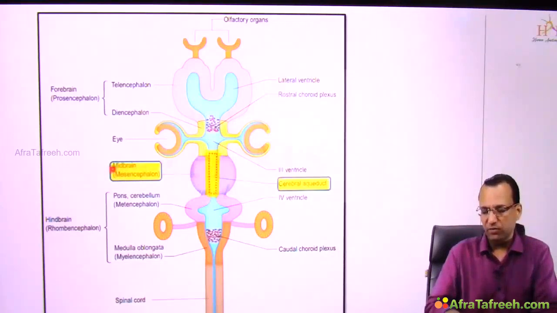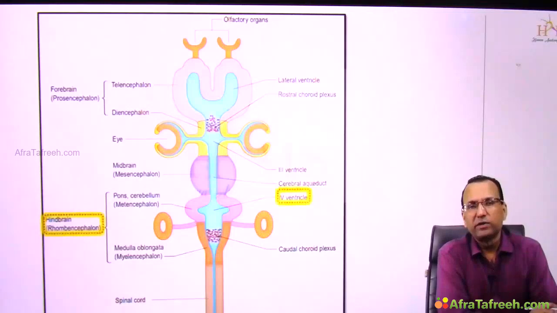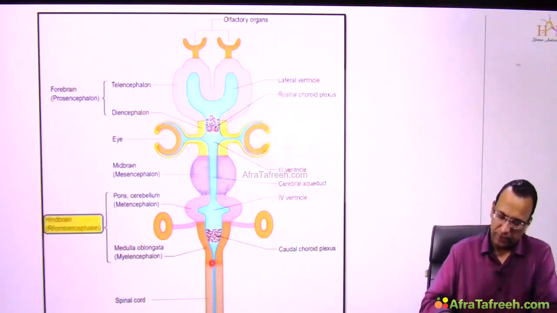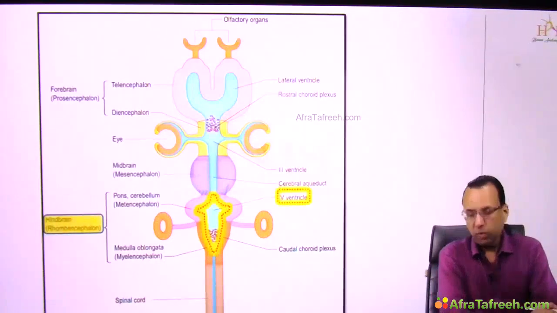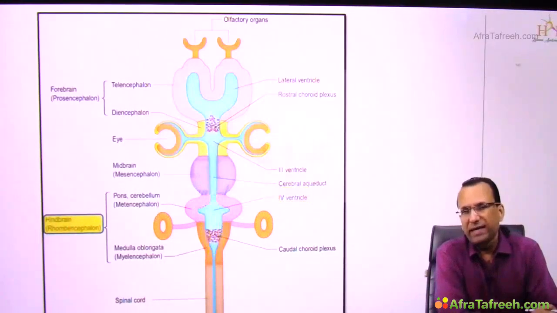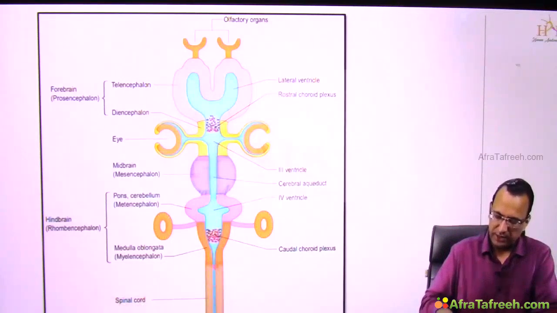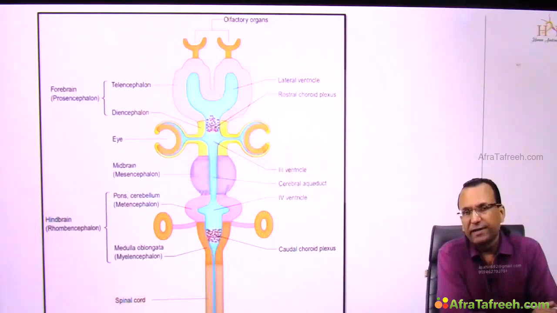What is the ventricle of the hindbrain? The hindbrain has the fourth ventricle, which is a diamond-shaped, rhomboid-shaped ventricle. What is the fourth ventricle continuing downward as? It is the central canal inside the spinal cord. So the fourth ventricle will continue as the central canal inside the spinal cord. Now, with that orientation, we proceed further.